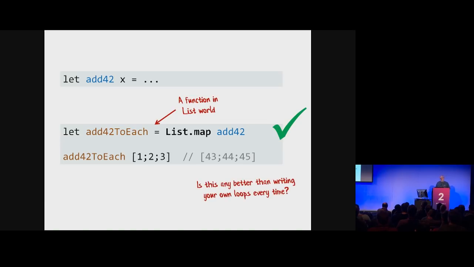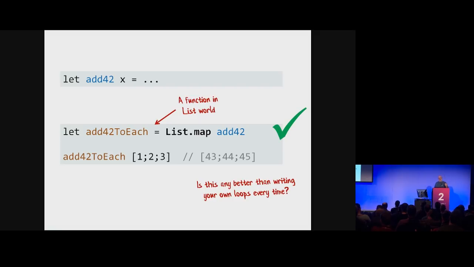And people say, well, I can always write my own loops. Why is this any easier than writing my own loops? And the answer is that once you know what list map does, first of all, it's easy for you to use because you don't have to write any code. Secondly, it's also easier for someone else to understand. Assuming they understand how it works, they can look at your code and they know exactly what's going on.